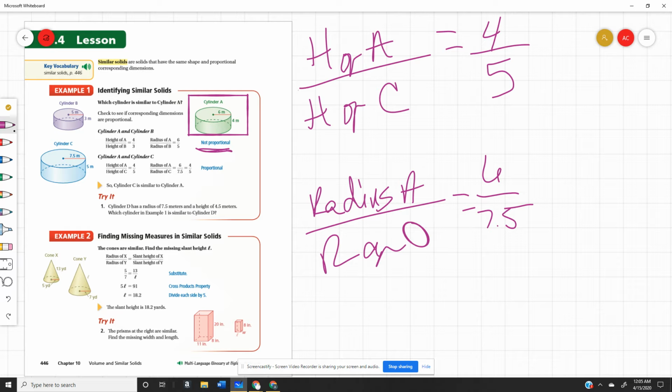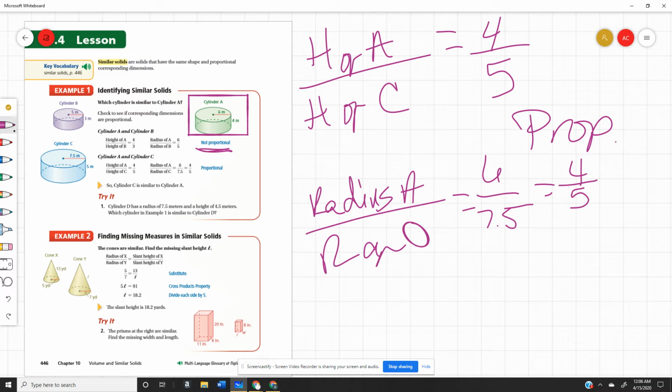Okay, so now here's what I have to do. I have 6 over 7.5. I have to figure out if that reduces down to the same 4/5. How do I do that? Really, what I do is 4 divided by 5, and that equals 0.8. And then I do 6 divided by 7.5, and that equals 0.8. And so they're proportional. This is equal to 4/5. Does that make sense?